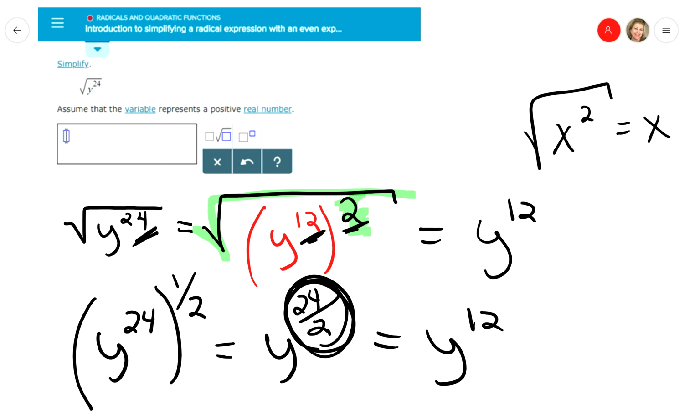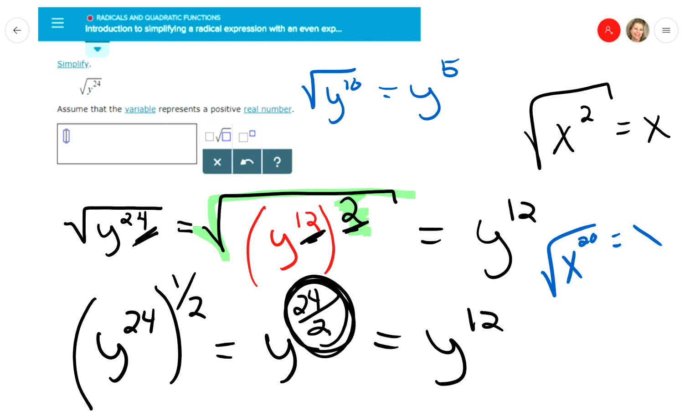I usually just look at it and go square root of y to the 24th, just divide that in half. That'd be y to the 12th. If I had the square root of y to the 10th, that's going to be y to the 5th. If I had the square root of x to the 20th, that would be x to the 10th. Easy peasy.